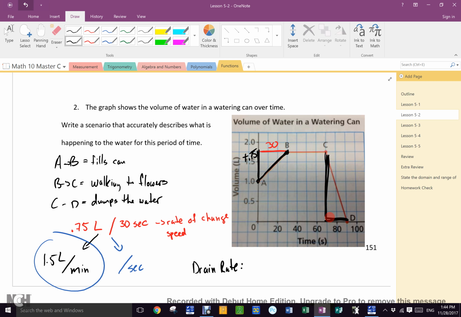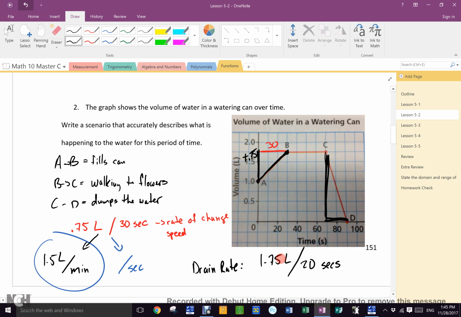Would anybody like to volunteer? What do you think it is? From the graph, you should be able to get it exactly, right? How much water comes out of the watering can? 1.75 liters. In how many seconds? 20. 70 to 90.